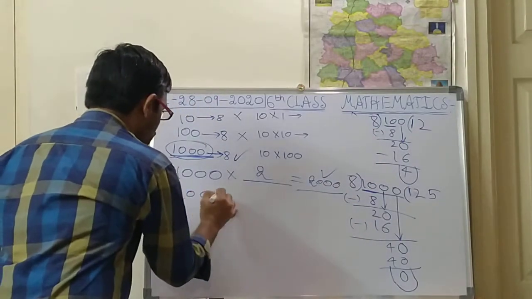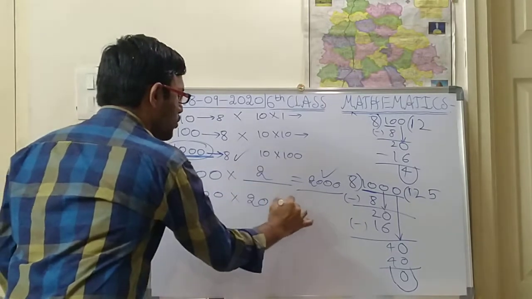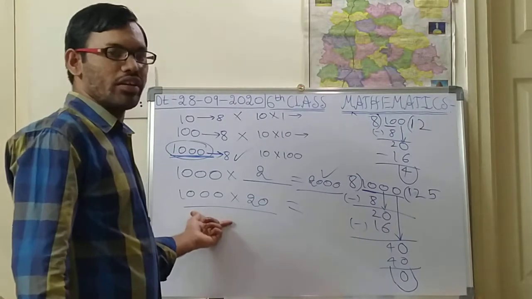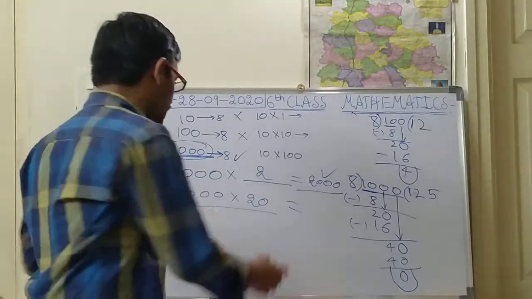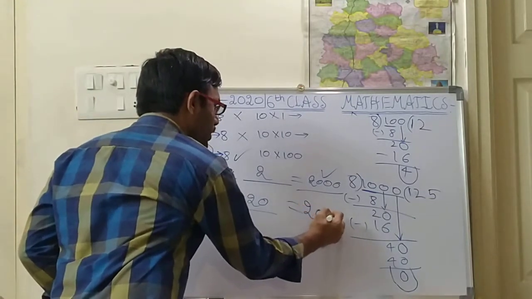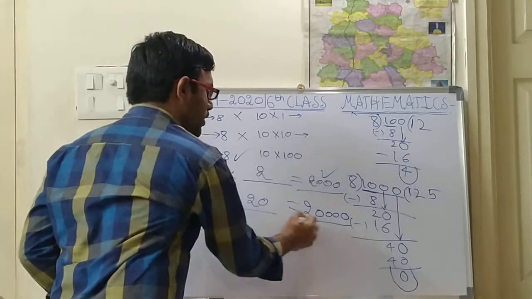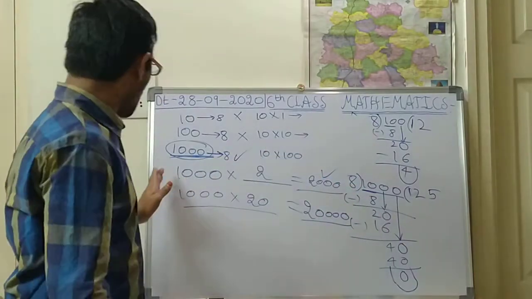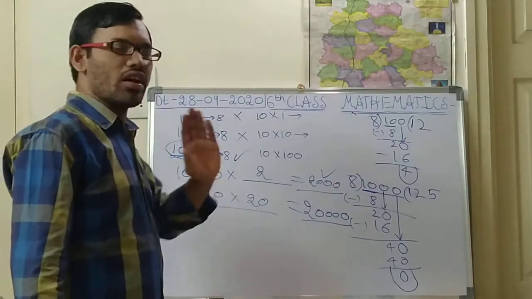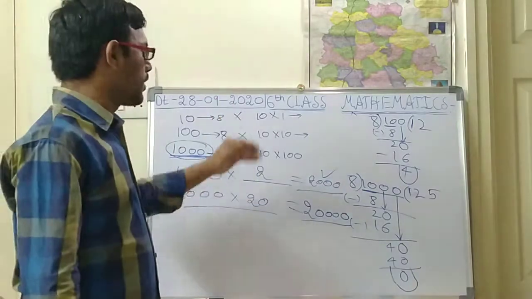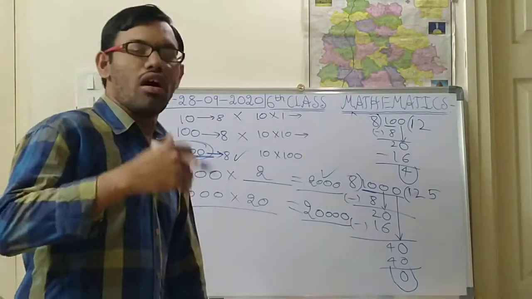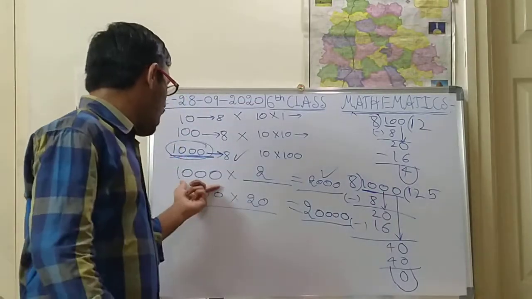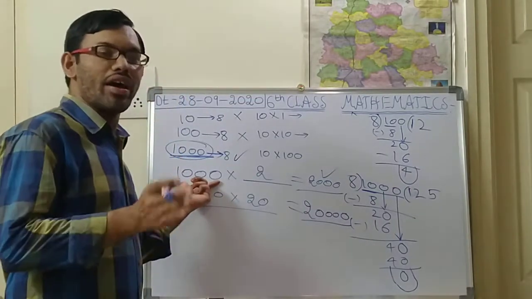Next, 1000 into 20. So 1000 into 20 is also a multiple of 1000. That means this is also divisible by 8. Okay. So all the multiples of 1000 are divisible by 8. So as we have seen previously, all the multiples of 100 are divisible by 4. Here also all the multiples of 1000 are divisible by 8.